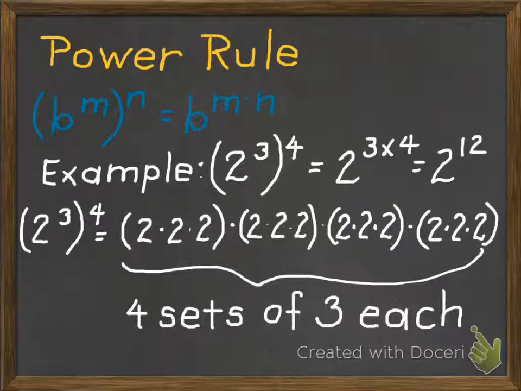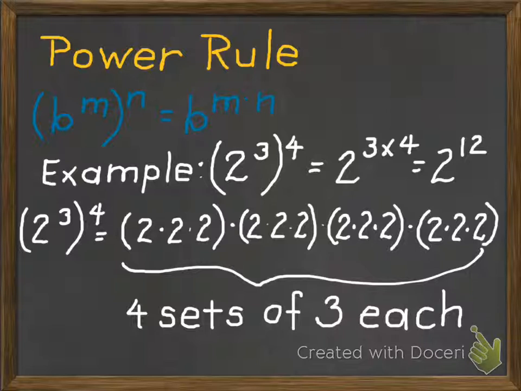The power rule. The power rule says that when we have some base to some power raised to another power, we multiply the two exponents. So b to the power of m to the power of n is b to the power of m times n. For example, 2 to the power of 3 to the power of 4 is 2 to the power of 3 times 4, which is 2 to the power of 12.